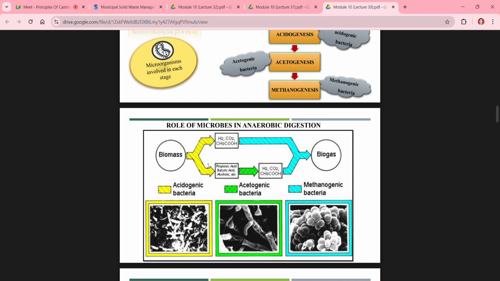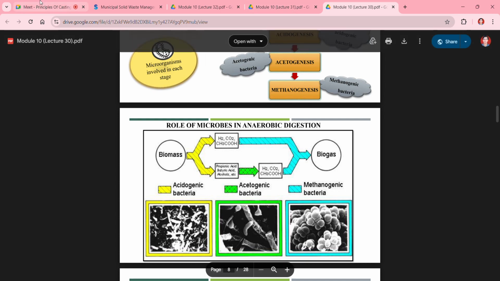Then the acetogenic bacteria will convert that liquid content of propionic acid or butyric acid, whichever has been converted from the biomass, into further gaseous components like H2, CO2 or CH3COOH. Then after the acetogenic bacteria, the methanogenic bacteria will convert these H2, CO2 and CH3COOH gases. Majorly, we can say CH3COOH will get converted into CH4, which is going to be a part of the biogas containing H2, CO2 and methane gas.